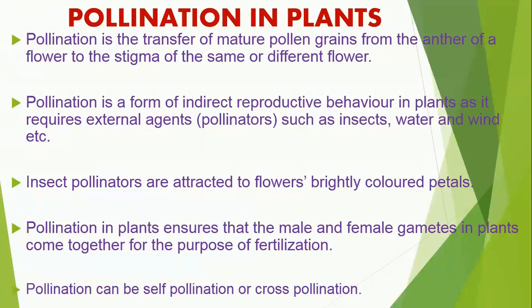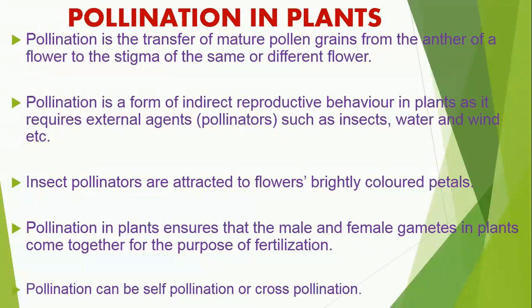Pollination is a form of indirect reproductive behavior in plants. It is said to be indirect because it requires external agents such as pollinators like insects, water, and wind. Anything that can help to move pollen grains to stigmas is known as an external agent or pollinator.